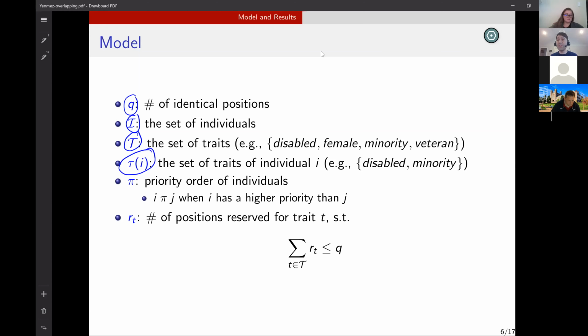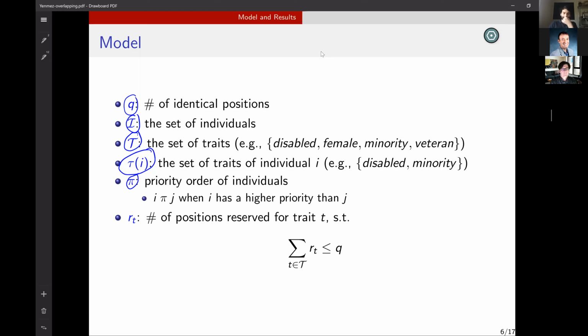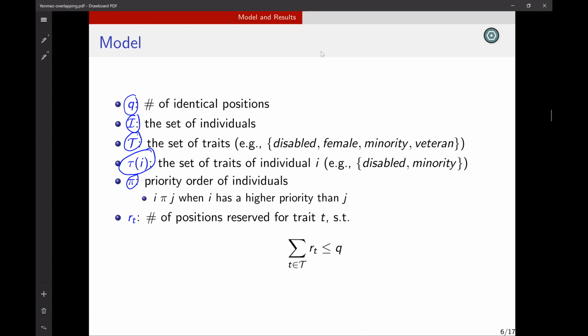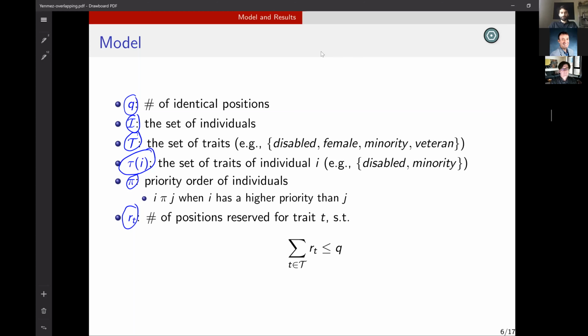There is a merit ranking of individuals. So there's a priority order of individuals. This is denoted by pi. And i pi j will mean that i has a higher priority than j. For each trait t, a number of positions is reserved. That number is denoted by r_t. And the sum of the reserved positions obviously cannot be more than the total number of positions Q.